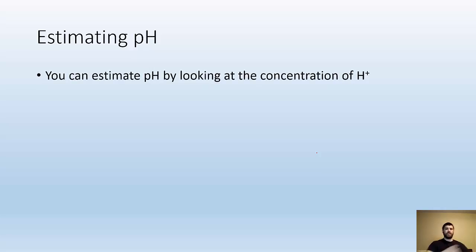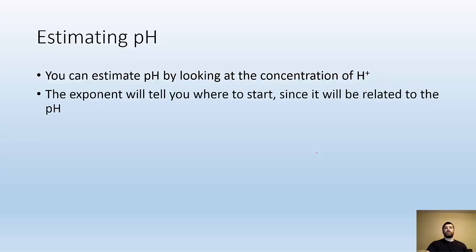All right, estimating pH. You can estimate the pH by looking at the concentration of H plus, which will probably be given to you in the problem. So the exponent will tell you where to start since it will be related to the pH. So for example, 10 to the minus 1, if that's your concentration for H plus, pH is 1. 10 to the minus 2 for your molar concentration of H plus gives you a pH of 2. 10 to the minus 13 gives you a pH of 13.